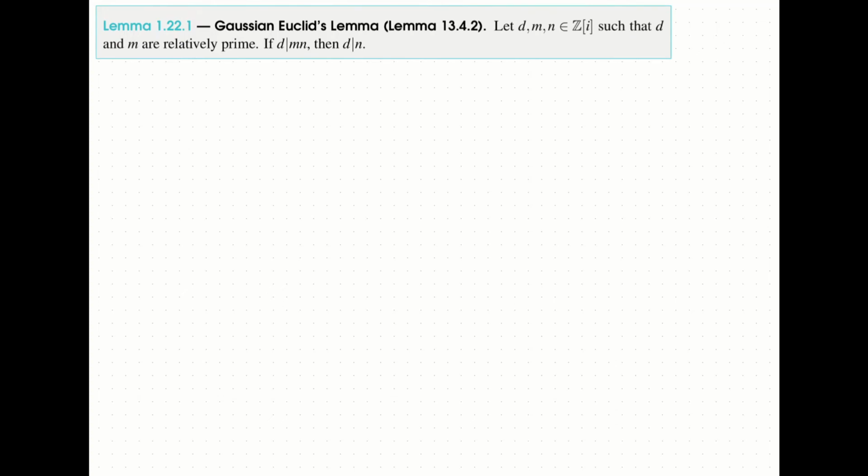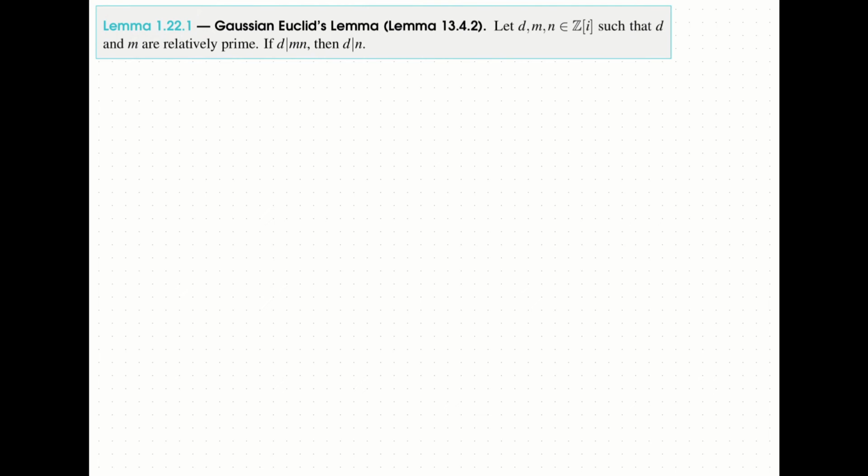So today we're going to continue our journey into the Gaussian integers. And so we have already established Bezout's lemma. We've talked about what it means to be relatively prime. We have proven the linear combination lemma. We have proven now almost every result necessary to prove a fundamental theorem of arithmetic for the Gaussian integers.